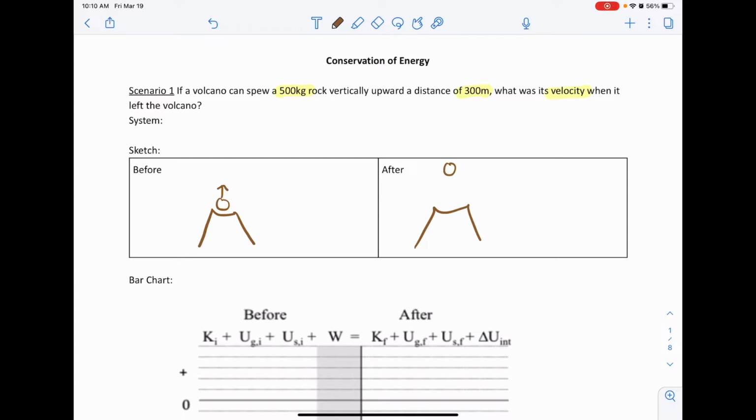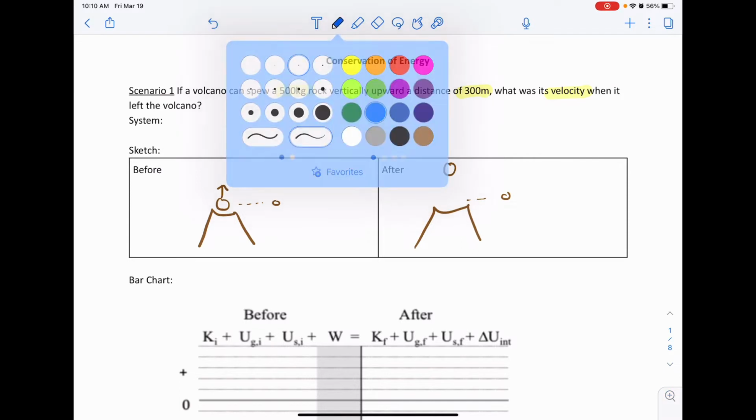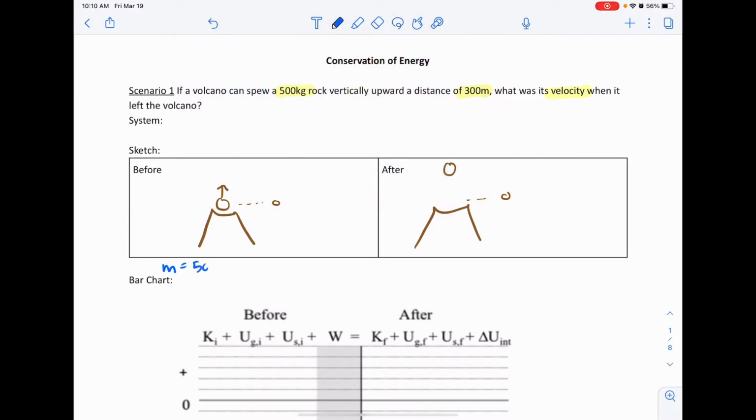I also always want to put my lowest point as my 0 reference level, so I'm going to set that here. Let's also make a list of the variables we're given. We know that the mass is 500 kilograms. We don't know the initial velocity, that's what we're looking for, but we know the height is 300 meters. So let's look at what our system is. I'm going to include the rock, the volcano, and, spelling volcano wrong, the earth.